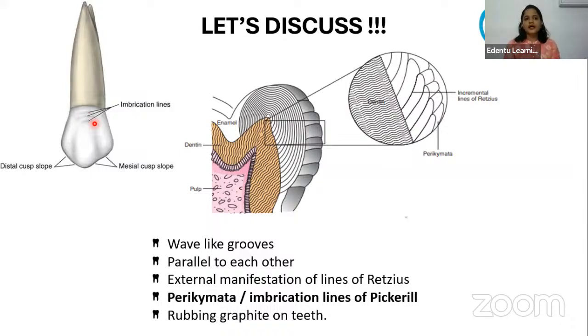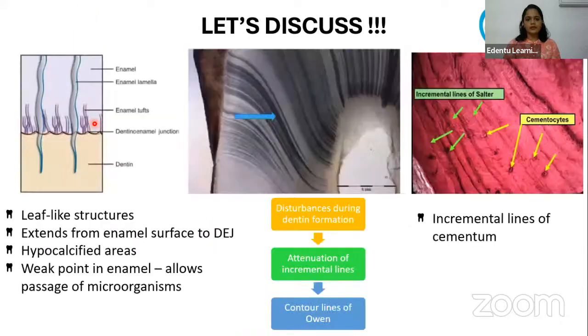Okay, so the incremental lines of enamel is the striae of Retzius. The external manifestation of this striae of Retzius is considered as the perikymata or the imbrication lines of Pickering. We can usually identify the perikymata by visual inspection itself, but if you want to really identify it, you can take graphite and rub a little bit on the area of the perikymata near the cervical region, and then you will be able to identify it clearly. So that's about perikymata.